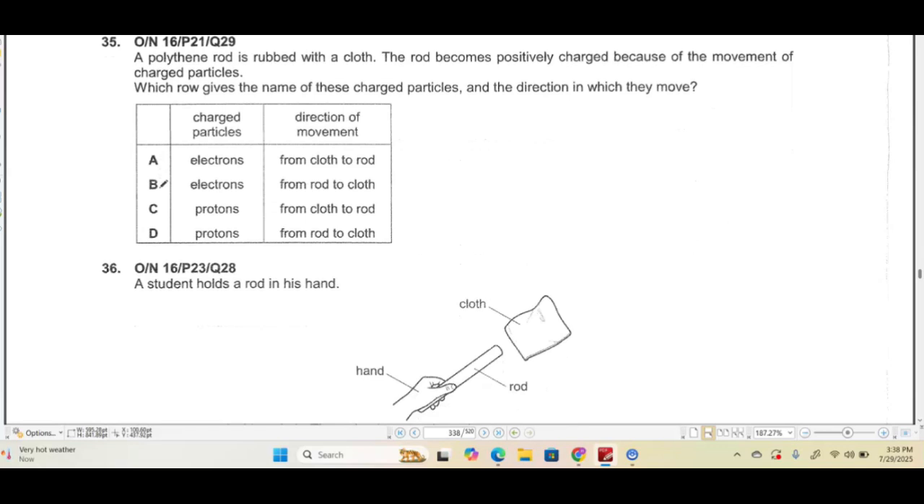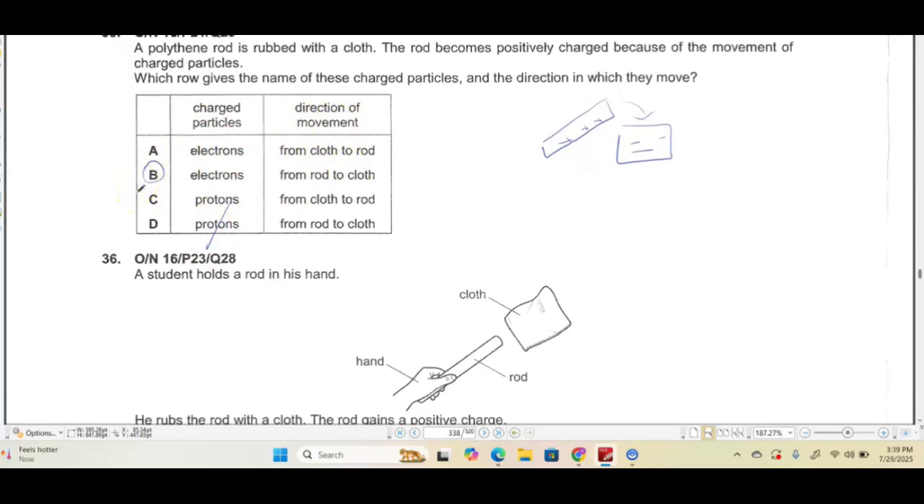Question number 35. A polyethylene rod is rubbed with a cloth. The rod becomes positively charged because of the movement of the charged particle. Which row gives the name of these charged particles and the direction in which they move? Acha, when the rod has become positively charged, so the cloth would have become negatively charged, and the charged particles obviously would be electrons, and they have moved from the rod to the cloth. ठीक है जी. The charged particles are electrons, no doubt about it. Direction of the movement would be from the rod to the cloth. ठीक है जी. So B is our correct option.